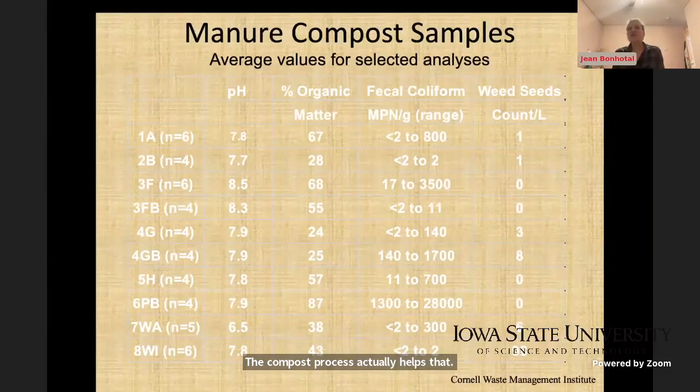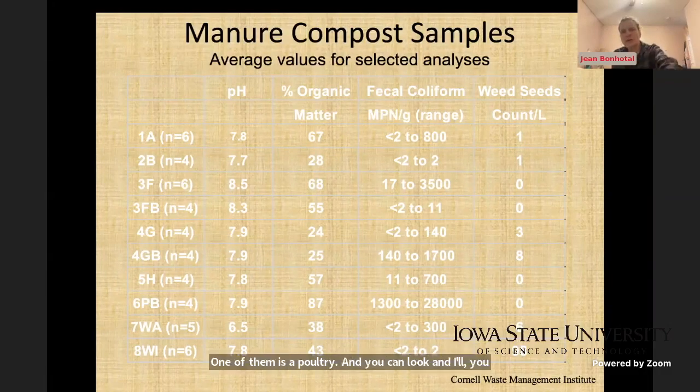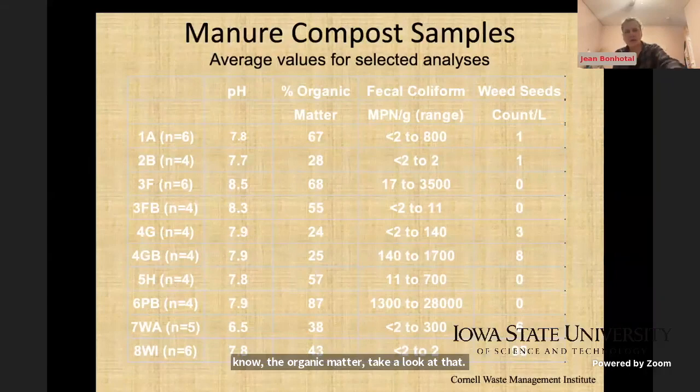This is just some of the analytes from compost, and this was, I think, 7 or 8 dairy manures. I think everybody is dairy. There should be a poultry in there also. One of them is a poultry. And you can look at the organic matter, take a look at that. The pHs, they're 7.7, 7.8, 8.3, they're up there.